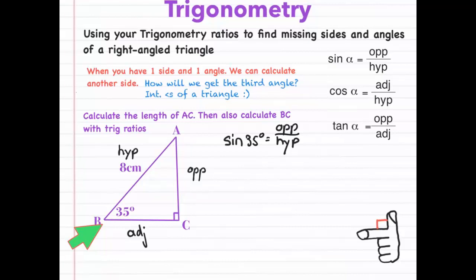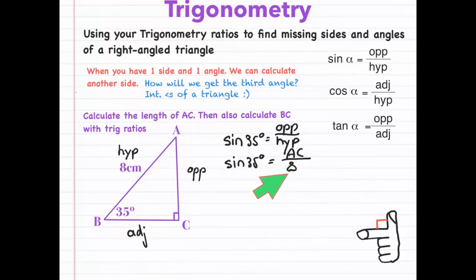Okay, great. So now that we know this, we can simply say that the sine of 35 degrees equals, what is my opposite side in terms of the triangle? It's AC. So we can say AC divided by my hypotenuse, and my hypotenuse is AB, but we have the size, which is 8. So AC divided by 8. Okay, great. So now I have an equation that has a fraction in it.